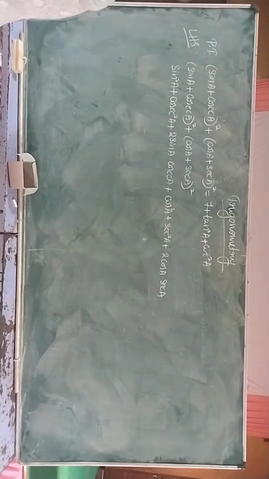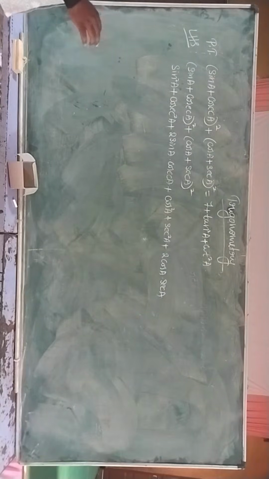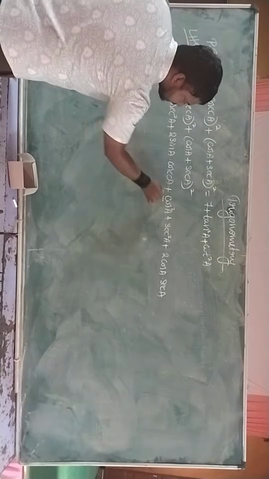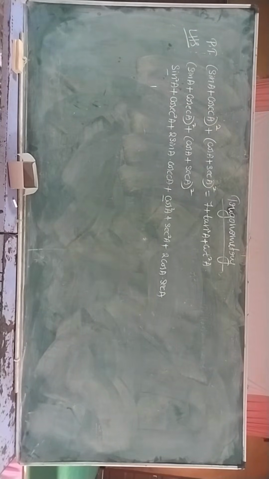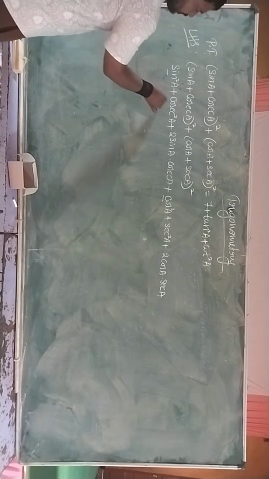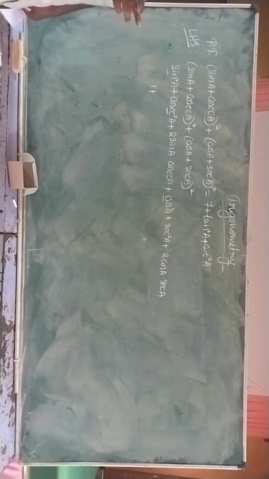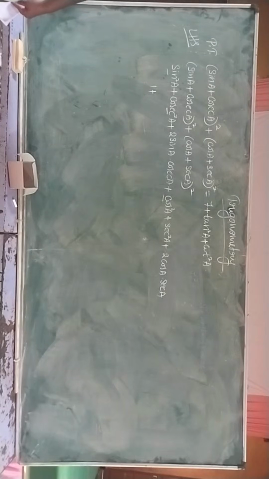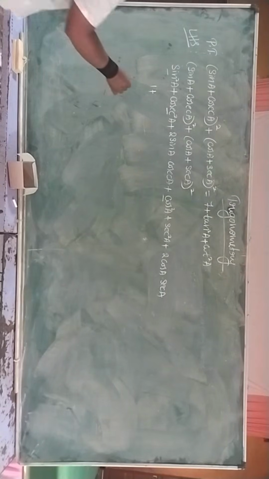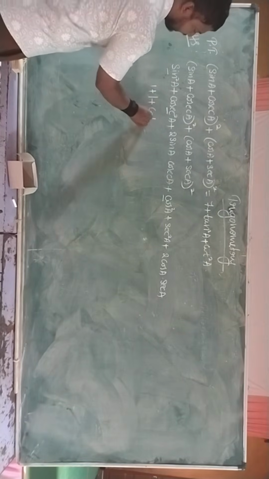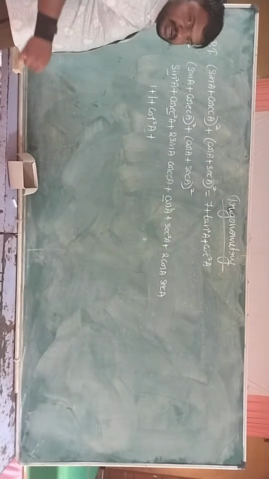But the answer is in the form of tan and cot. Sin square A plus cos square A is nothing but 1, because of the identity. Sin square theta plus cos square theta is 1, plus cosec square A. We can write it in the form of cot. You know the identity: 1 plus tan square A, 1 plus cot square A. 1 plus cot square A is equal to cosec square A.